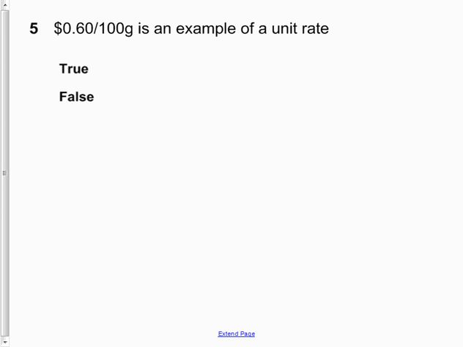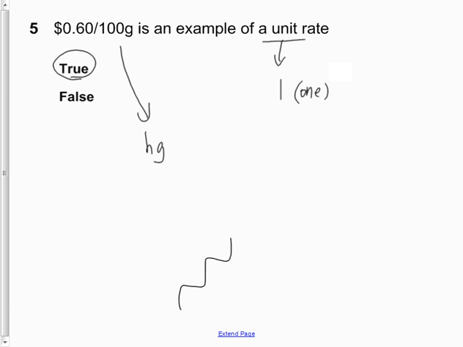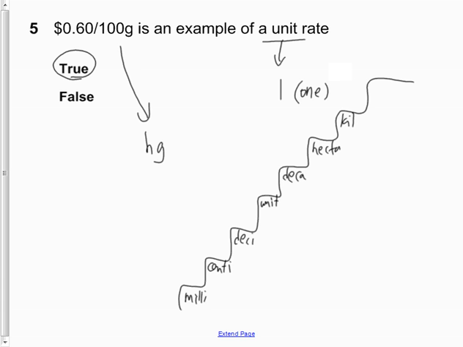Question 5 says, true or false, 60 cents per 100 grams is an example of a unit rate. This is a true statement. Even though unit rate, again, as we said in the last question, means 1, right? 100 grams is really a hectogram, right? Because if you think about the metric system, we got milli, we got centi, we got deci, and we got your unit rate, so whatever the unit is. Then we got deca, then hecta, then kilo, okay?